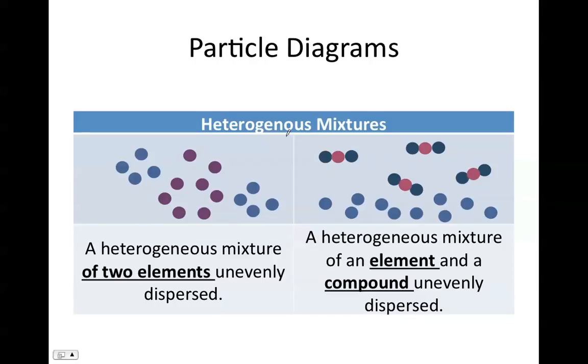A heterogeneous mixture: first off, I can tell it's a mixture because I have on the left 2 different elements. On the right, I have an element and a compound. So again, this allows me to classify this as a mixture. Here, though, it's heterogeneous because they're clumped together. You can see here that the blue dots representing one type of element are clustered together, and then you have the purple in the middle. This would be a great example of, say, water and sand. Here you can see a divide. They're clustered together, so they're unevenly dispersed. That helps you tell that you have a heterogeneous mixture.